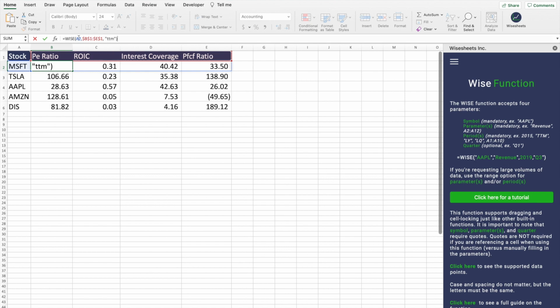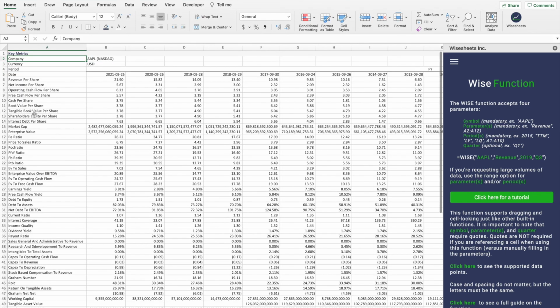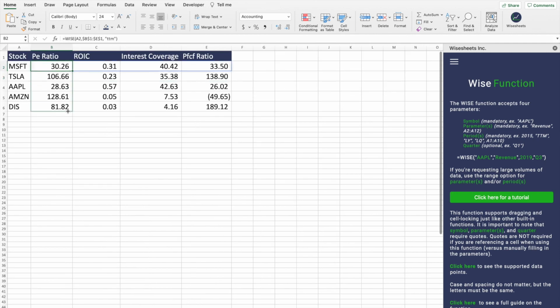You enter the company and the parameters, which in this case are all these key metrics. You can see on our website all the important key metrics that are available. However, the good thing is that you can also find them all here, so you can just copy paste them, and then all you have to do is drag the formula across, and as you can see, all these numbers will update.